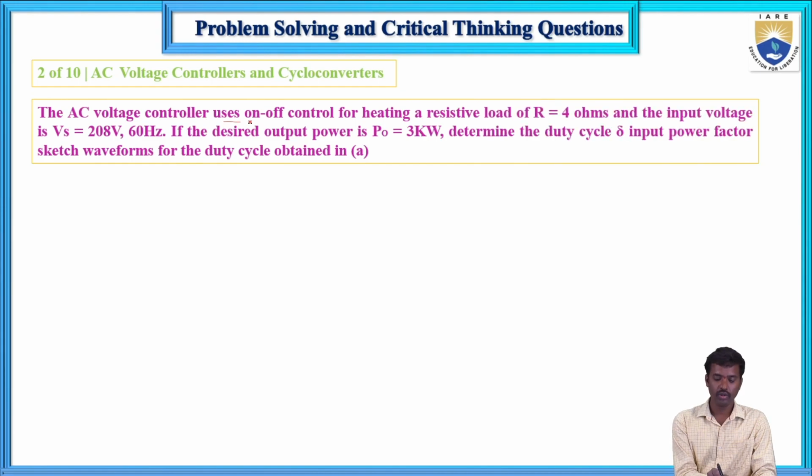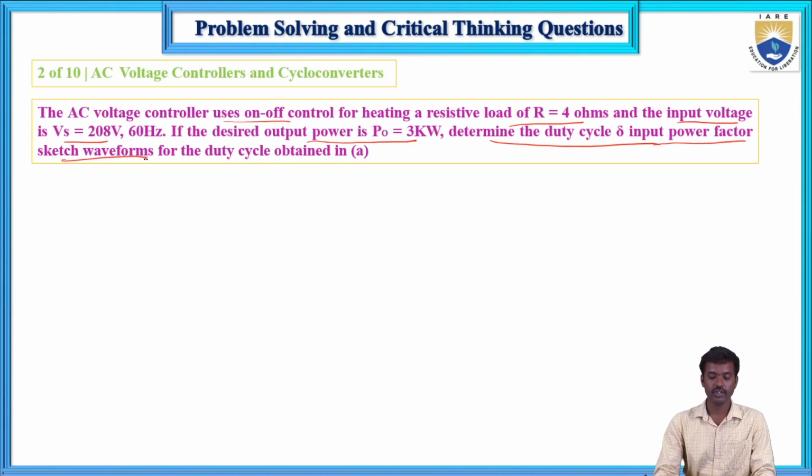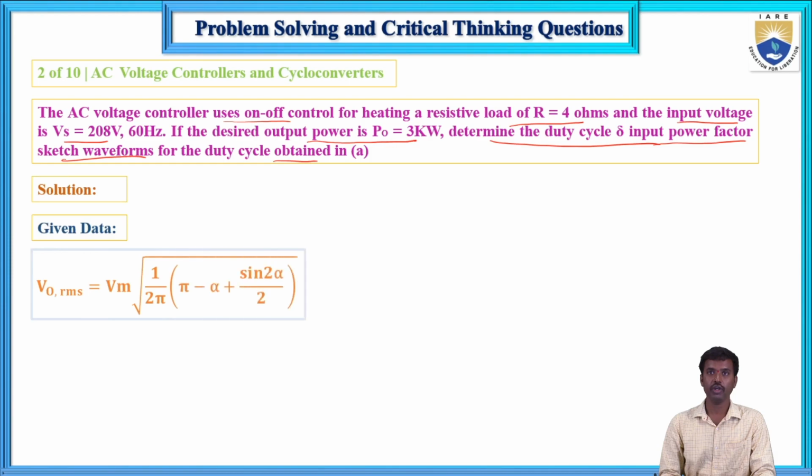Now the next case. An AC voltage controller uses on-off control for heating a resistive load of 4 ohms, and the input voltage is 208 volts, 60 Hz. The desired output power is 3 kilowatts. Determine the duty cycle, the input power factor, and sketch the waveforms for the duty cycle obtained in part A. Now the solution for this one.